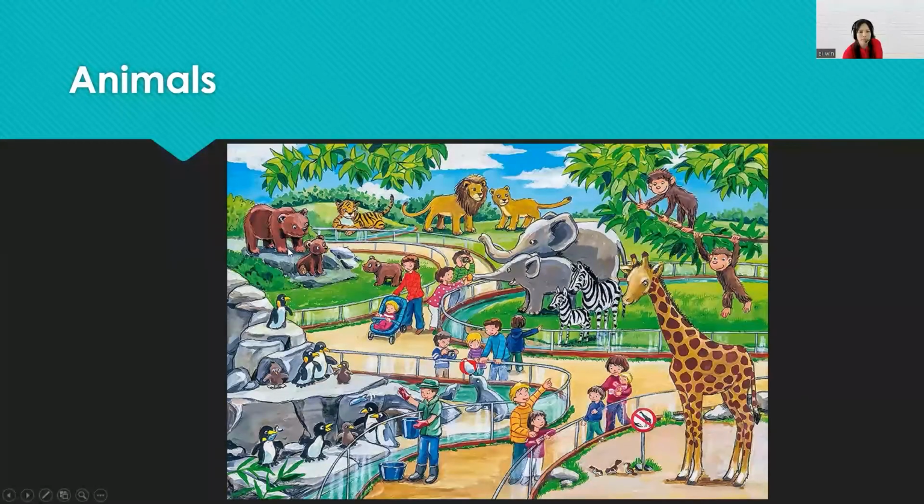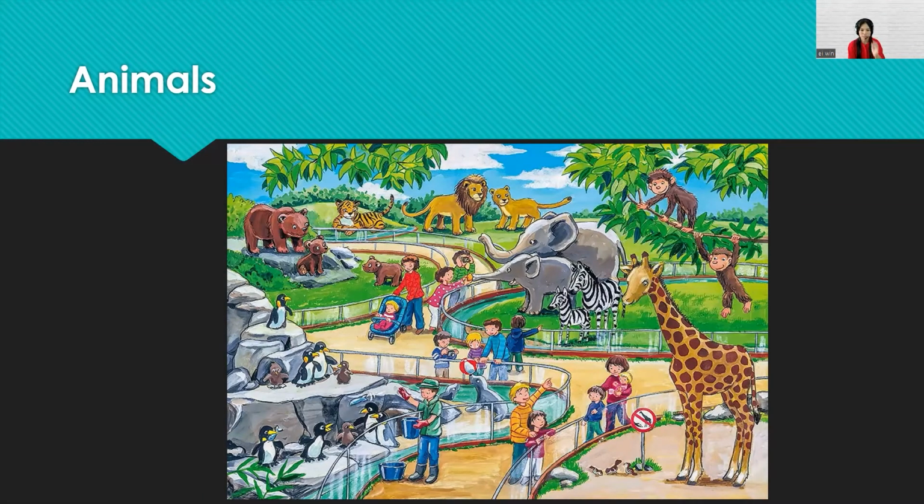So, firstly, look at the picture and what animals can you see in that picture? I will give you some minutes to look at this picture. So, what do you see in the picture? For example, you can see lion here in the picture. Lion, this one is lion. So what animal can you see in the picture? So let's talk about that. I hope that you have been to the zoo.